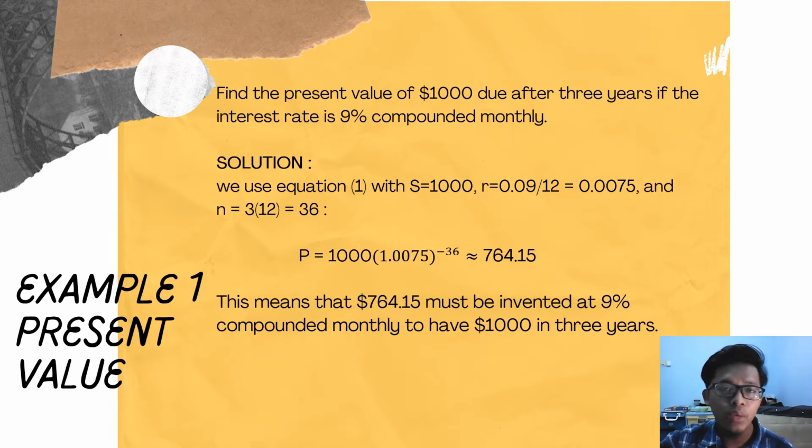After we get all the data, we put the data into the formula, which is P equals 1000(1.0075)^-36. We get 764.15. So this means that $764.15 must be invested at 9% compounded monthly to have $1,000 in 3 years.